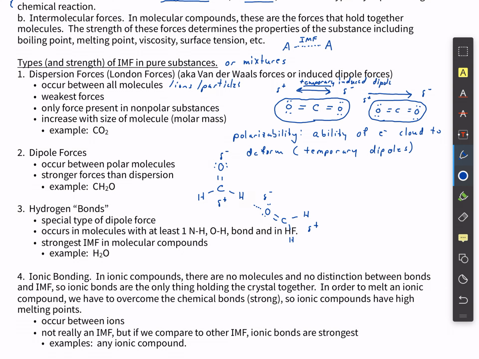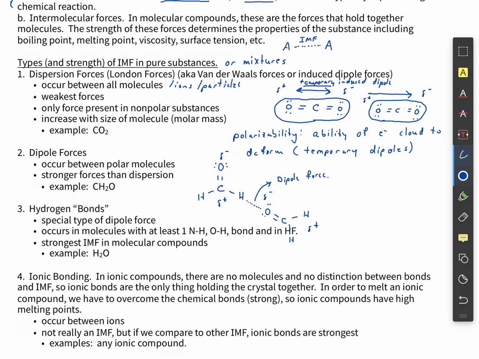You will get an attractive force. This dotted line I just drew here represents the dipole force. And it's the same concept as dispersion force, except the dipoles are permanent now. They're not constantly changing and moving around and switching back and forth. We have a permanent positive end and a permanent negative end, and they attract to the other molecules in the substance.